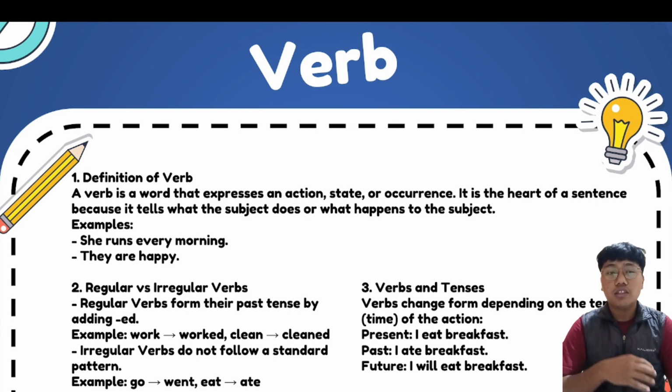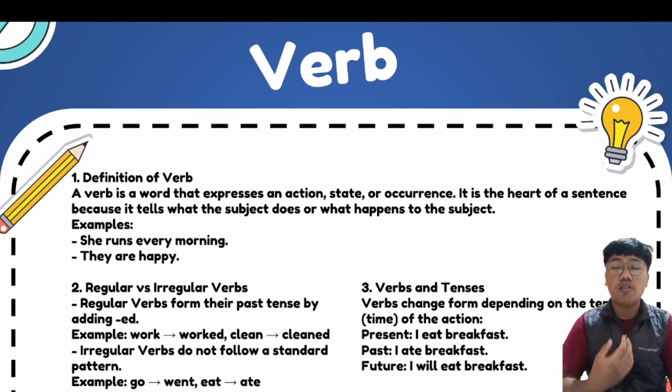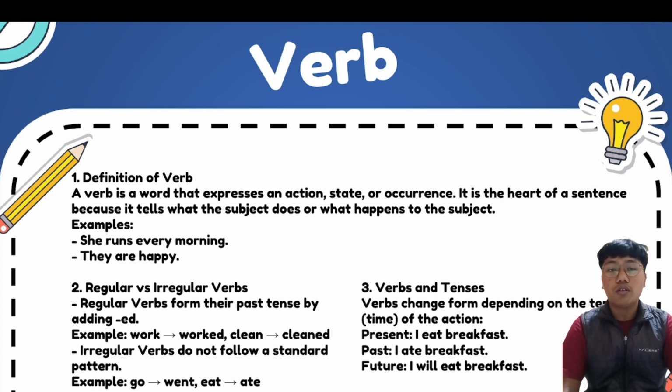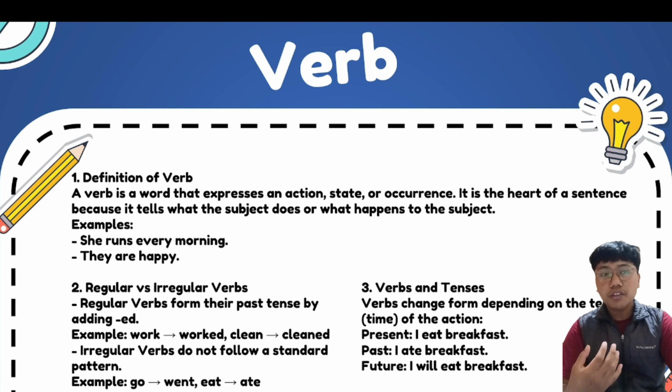A verb is a word that expresses an action, state, or occurrence. It is the heart of the sentence because it tells what the subject does or what happens to the subject. And for examples, she runs every morning and they are happy.